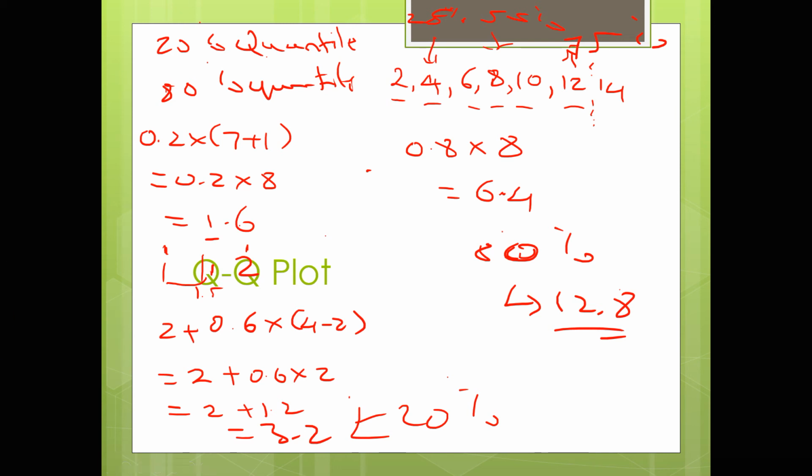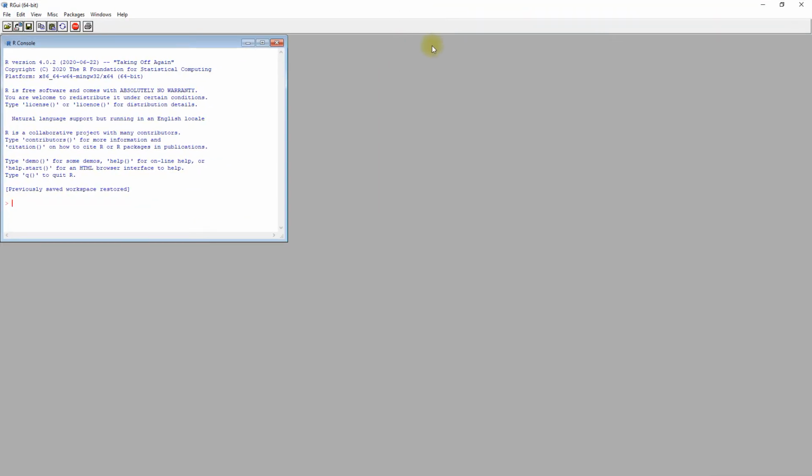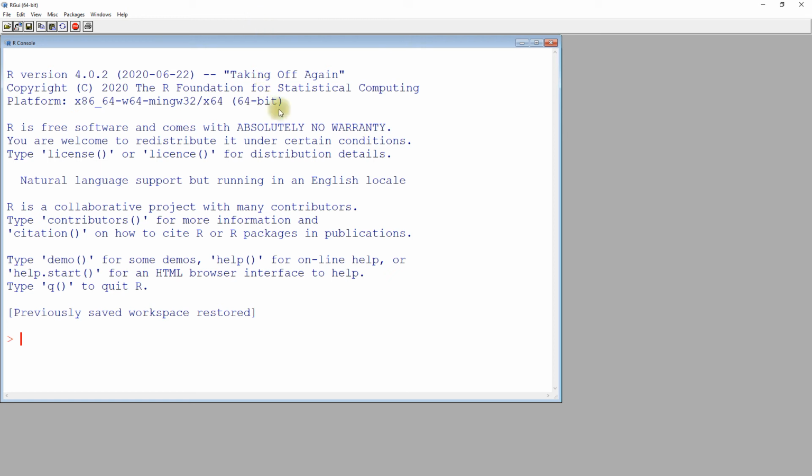How are we going to do that in R? Let me just show you this quickly. So we add the numbers, let's call it X. So we add 2, 4, 6, 8, 10, 12, 14. And what we want to do is to compute the quantile.